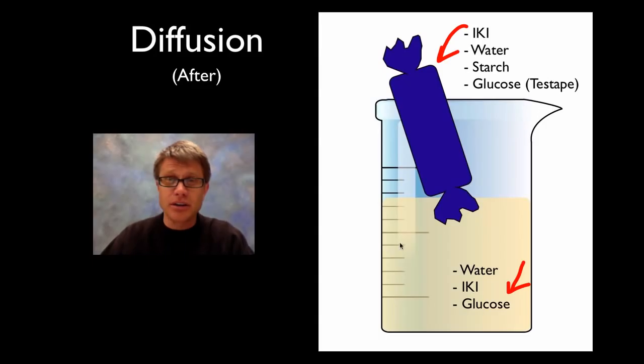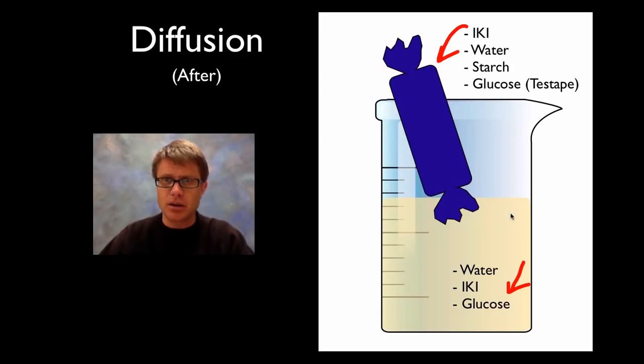the size of all these molecules in relation to the sizes of the holes in the dialysis tubing. In other words, are the holes inside the dialysis tubing bigger than the IKI? For sure, because the IKI was able to move from the outside in. Are they bigger than the starch? No, because the starch is not able to make its way out. And so what we're showing here is diffusion.